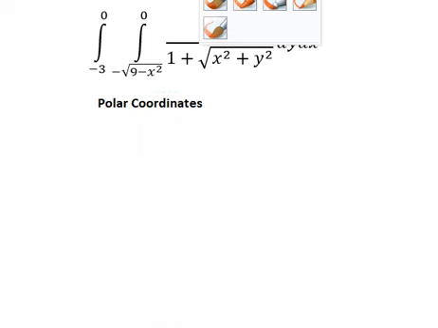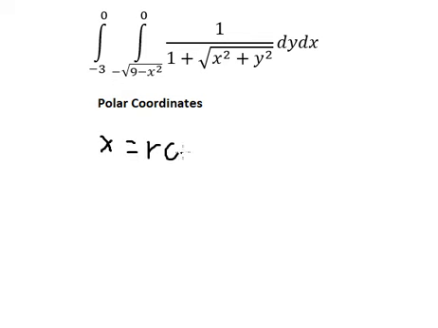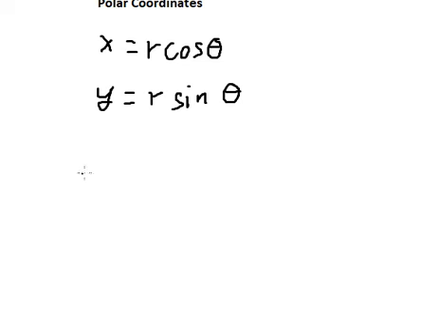So I will put x equals r cosine theta, y equals r sine theta, and we know that dy dx equals r dr d theta.